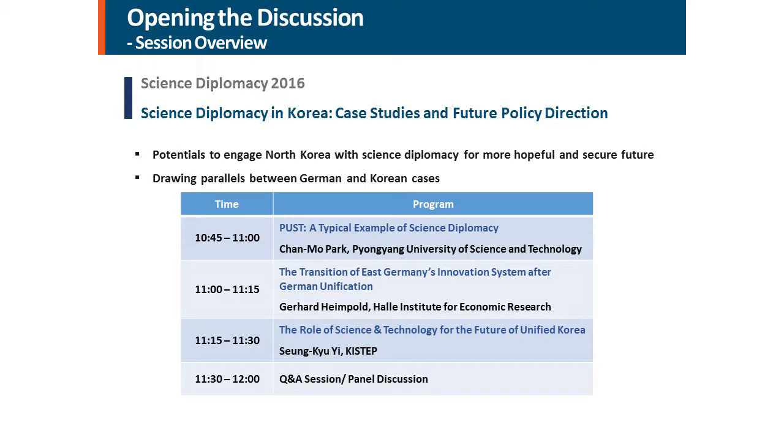President Park will give a talk about this typical example of science diplomacy. Also, we want to learn something from the case of Germany. German unification took 45 years, but it took many efforts for this unification to be good for both West German and East German people. And for that, science diplomacy did a very good role. So we want to learn something from the German case. The second speaker, Dr. Gerhard Hempold, will speak about the transition of East Germany's innovation system after German unification.